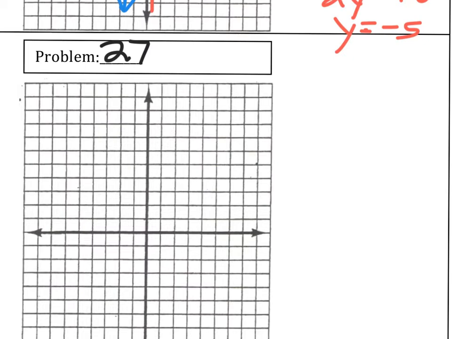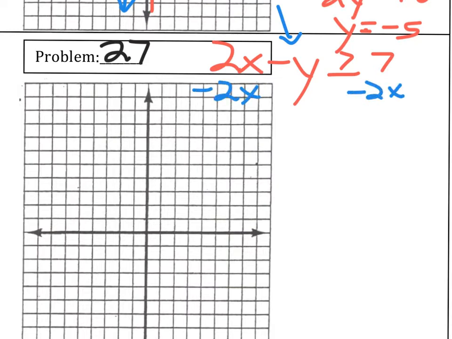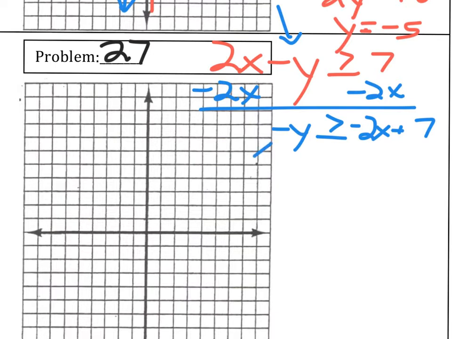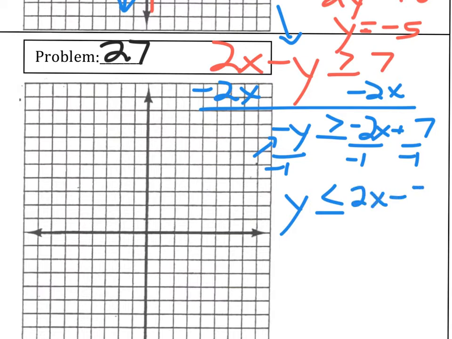We got 2x minus y greater than or equal to 7. Here's what I'm going to do with this. The y is almost by itself, so I'm going to get it in slope-intercept form. All I have to do is subtract 2x on both sides. Get negative y greater than or equal to negative 2x plus 7. The y is not completely by itself. It's got that negative there, so I divide by negative 1. Sign flip. Y less than or equal to 2x minus 7.